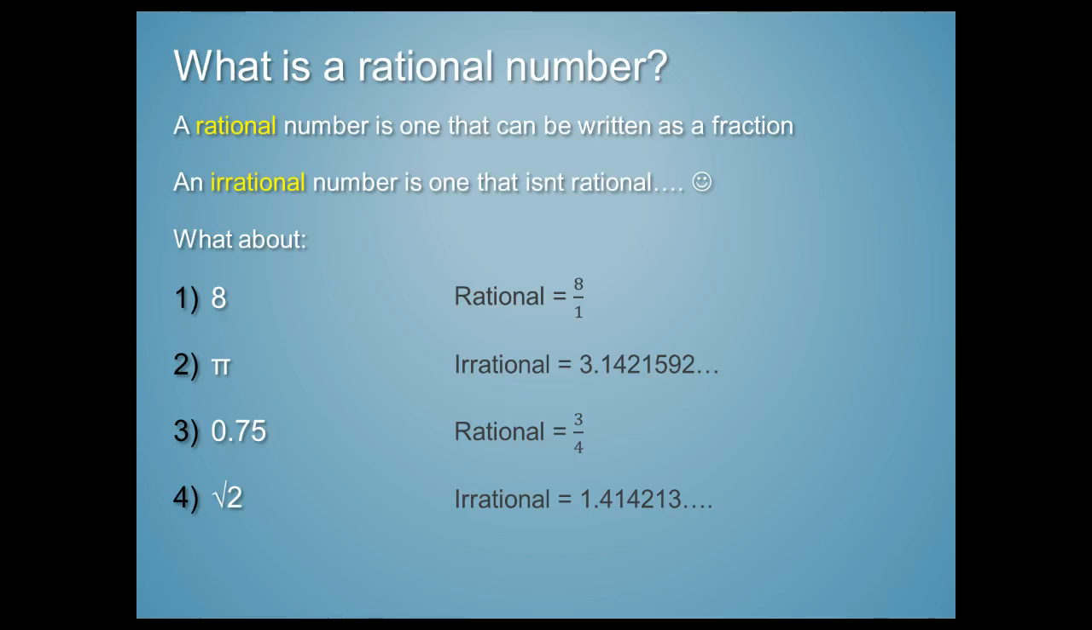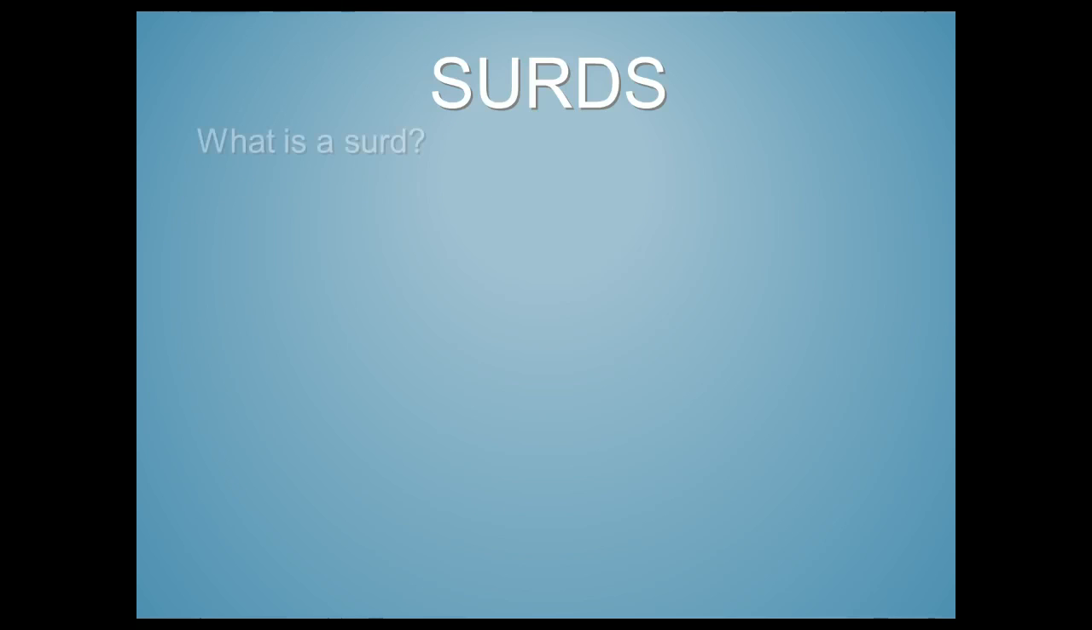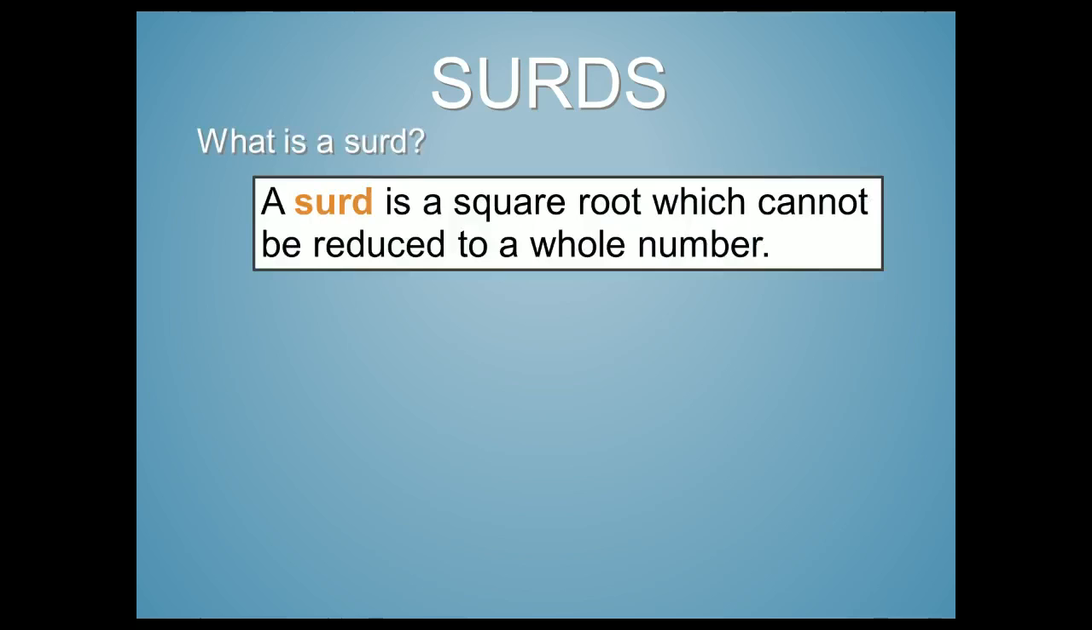I'm not actually sure where the word surd comes from, but if you say the word squared really quickly in a Northern Irish accent, you will get surd. So it is a square root number that's irrational. It can't be reduced to a whole number, so it's not one of the common ones that you already know.